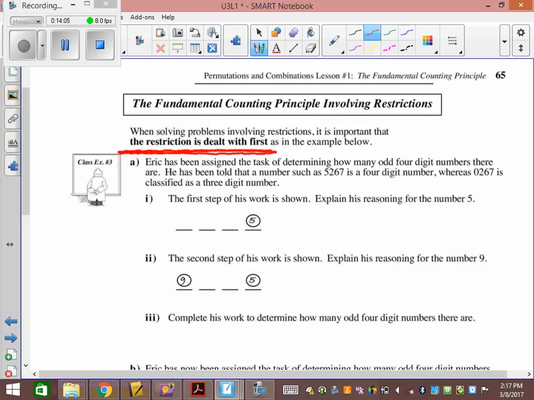Eric has been assigned the task of determining how many odd 4-digit numbers there are. How can you tell something's odd? Is 13 odd? Is 14 odd? Is 15 odd? Can't be divided in half. Yep. Is 16 odd? No. Is 17 odd? Yes. Is 18 odd? No. What's the only number I'm changing?